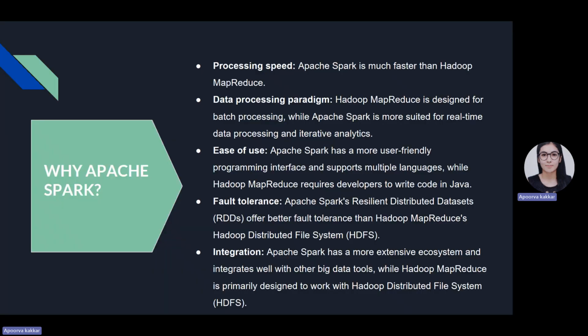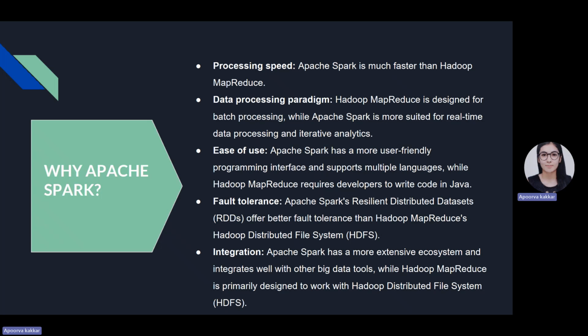So there are some reasons because of which we prefer Apache Spark over Hadoop. These are the following limitations of Hadoop, or the advantages of using Apache Spark. First one is processing speed. Apache Spark is comparatively faster than Hadoop MapReduce because of its in-memory structure. The data stored in Apache Spark is in memory, whereas it is not so in the case of Hadoop.